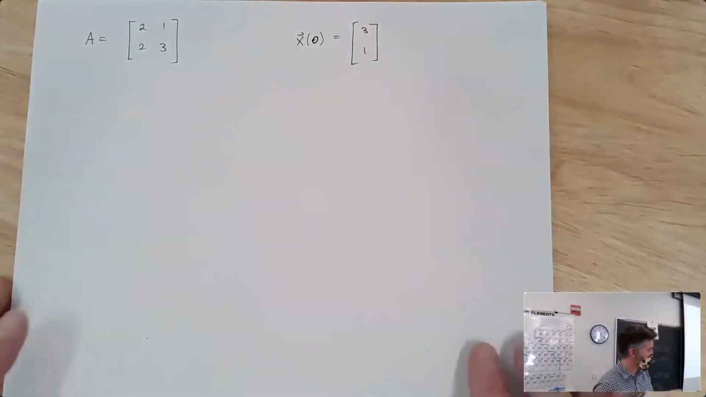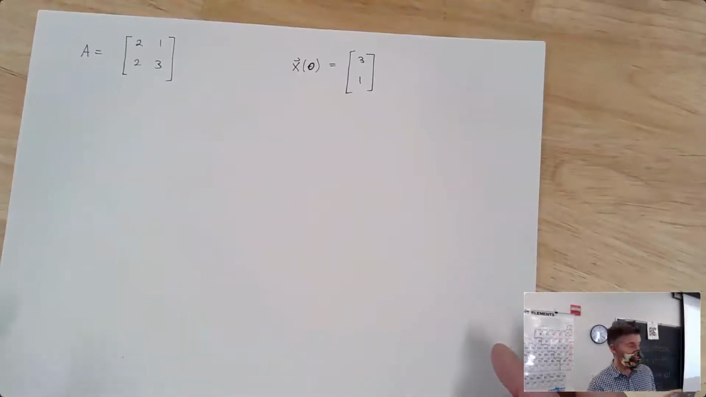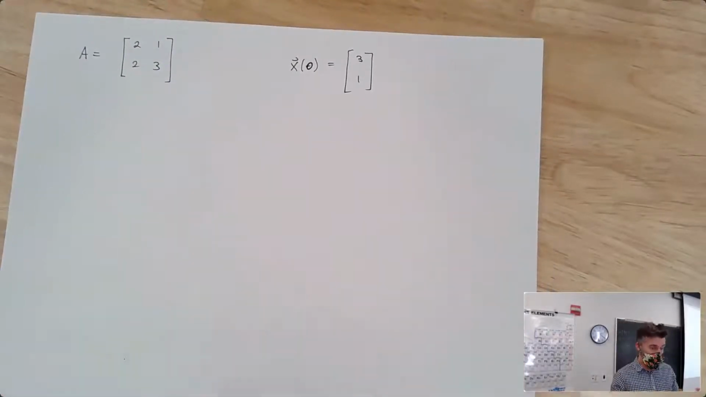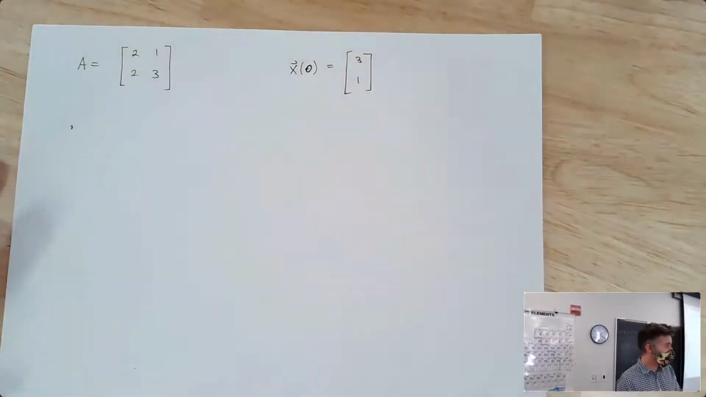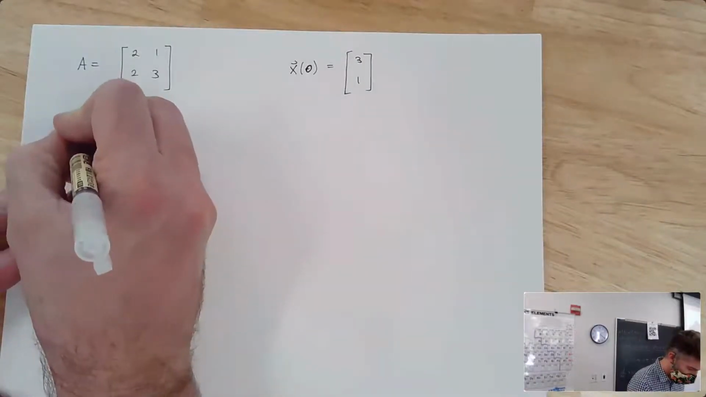Okay. So let's go ahead and solve the system. We're going to do all the things. We're going to find the eigenvalues. And we can do it either way. We can do the trace-determinant method, or we can do the determinant of A minus lambda I.